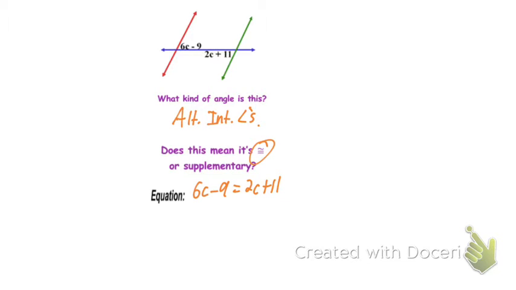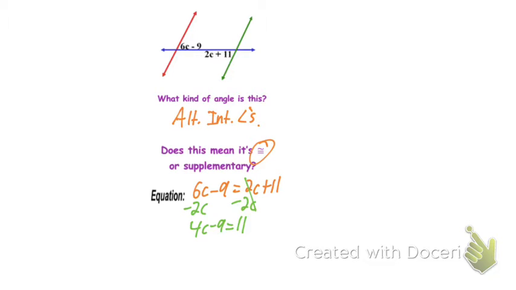6c minus 9 equals 2c plus 11. Quentin, what would you do? Combine 6c and 2c. Okay, how do I combine those since they're on different sides of the equal sign this time? Subtract. Would you rather subtract 6c or subtract 2c? Subtract 2c. I probably would too. 4c minus 9 equals 11.